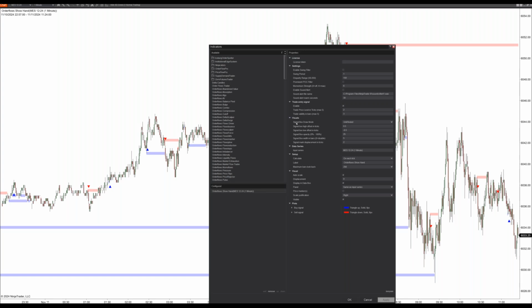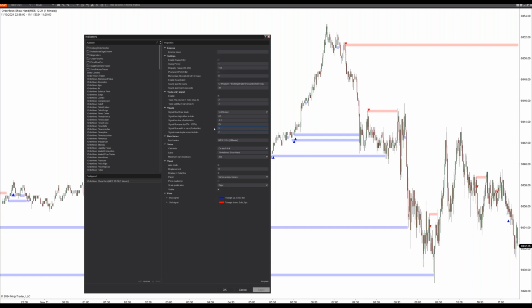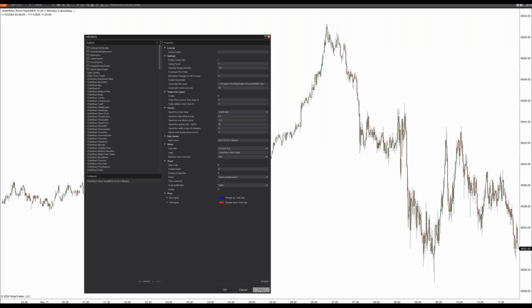Excuse me. I like to have them. That's under the visuals, signal box draw mode, which is until tested. So it's going to draw it out until the price comes back to those levels. If I don't want to use it, I would change this, where is it here? Signal box width to 0. Okay. And then that would basically cause it to not draw out the zones, right?